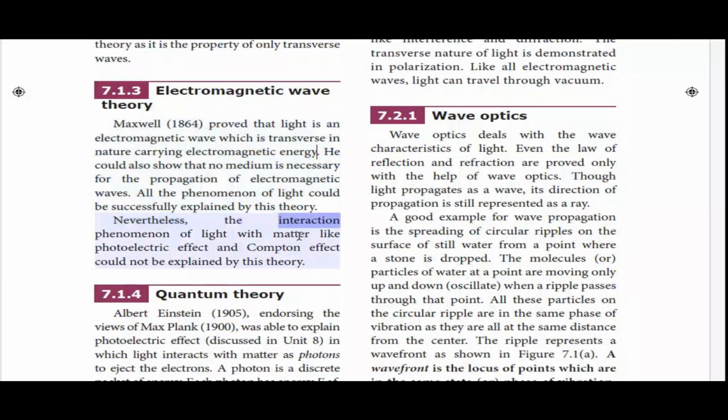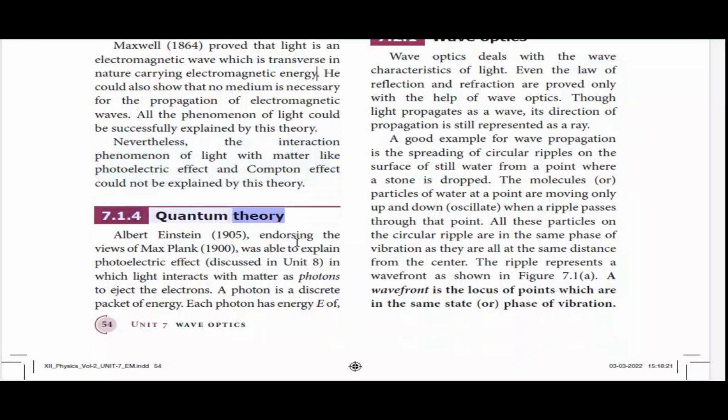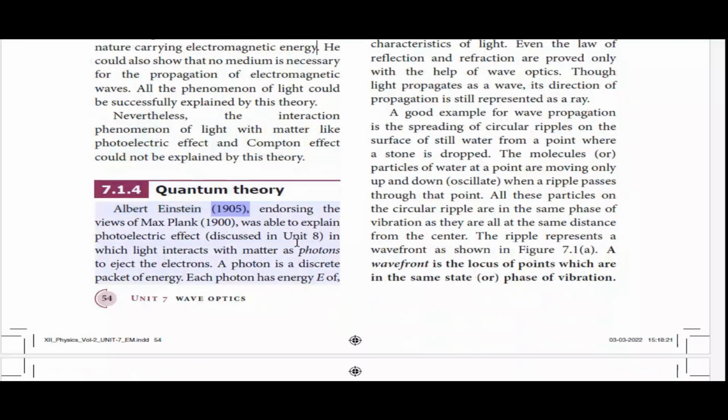Nevertheless, the interaction phenomena of light with matter like the photoelectric effect and Compton effect could not be explained by this theory. 7.1.4 Quantum theory. Albert Einstein, 1905, endorsing the views of Max Planck, 1900, was able to explain the photoelectric effect, discussed in Unit 8, in which light interacts with matter as photons to eject the electrons.